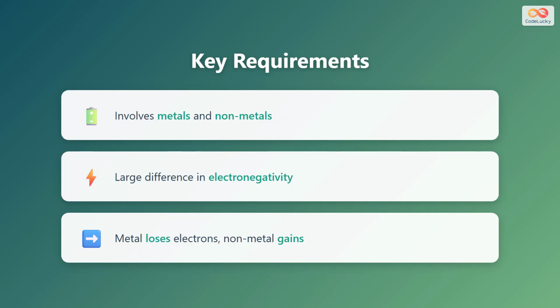For ionic bonding to occur, certain conditions must be met. First, ionic bonds typically form between metals and nonmetals. Second, there must be a large difference in electronegativity between the two atoms. Electronegativity is the ability of an atom to attract electrons. When this difference is large enough, one atom will completely pull electrons away from the other. In this process, the metal loses electrons while the nonmetal gains those electrons. This creates the charged ions that form the ionic bond.